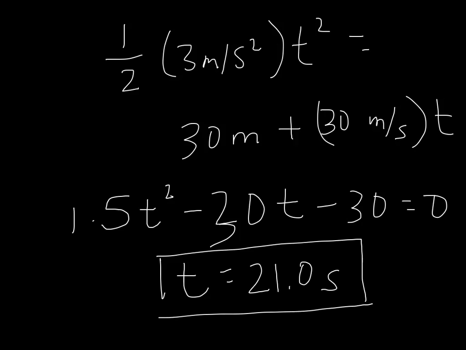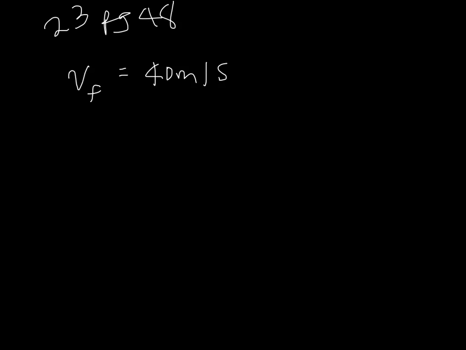Let's do another example. If you wind up checking out a book, this is example 23 on page 48. It's one of the book problems at the back of the chapter. It says, a racing car reaches a speed of 40 meters per second. So that means that its final velocity is 40 meters per second, and we're assuming a direction here.